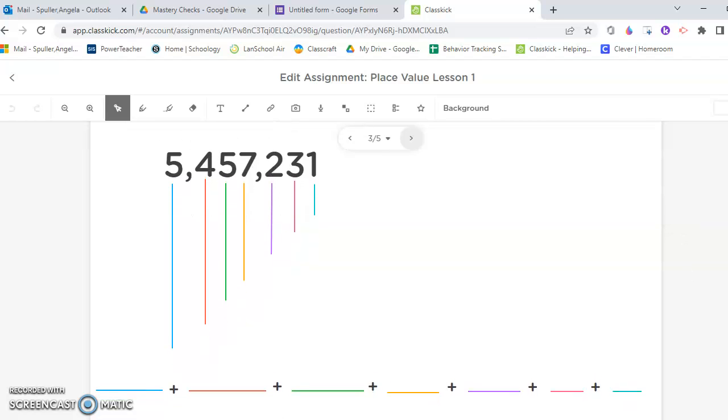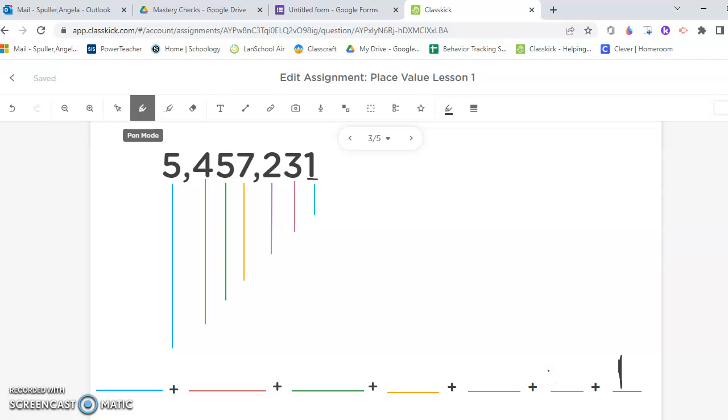I have done something that I think makes life a little bit easier. I have labeled it with colors and lines. Notice this one right here, we know that's in the ones place, so it goes right here and it's worth just 1.